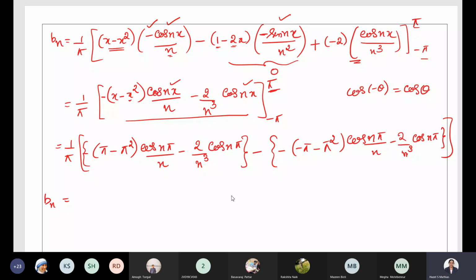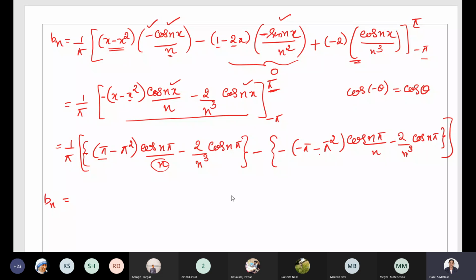See here. Minus pi by n cos n pi. If you take this term cos n pi, and here you have minus of minus plus pi square cos n pi by n, and here you see minus minus minus, so it will become negative pi square cos n pi by n. I hope it is clear.